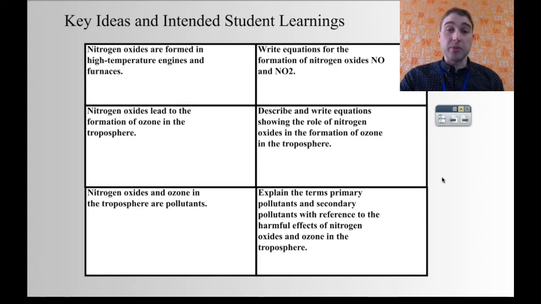So you need to be able to write equations for the formation of nitrogen oxides, so nitric oxide and nitrogen dioxide. Describe and write equations showing the role of nitrogen oxides in the formation of ozone in the troposphere, and explain what primary and secondary pollutants are.